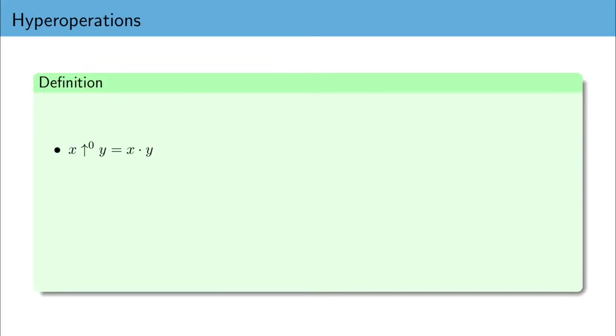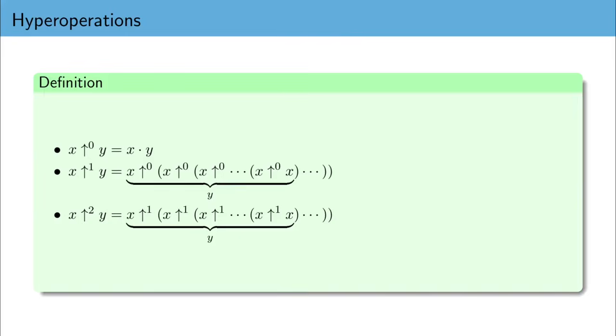Part of this generating set is going to be the hyperoperations, operations that generalize multiplication being repeated addition and exponentiation being repeated multiplication. We start by just defining the 0th hyperoperation to be multiplication. And then the first hyperoperation is x times itself y times. This is, of course, x to the power of y. And the second hyperoperation is x to the power of itself, y times. This is kind of a power tower, or tetration, it's sometimes called.